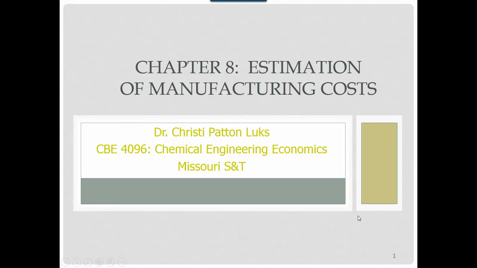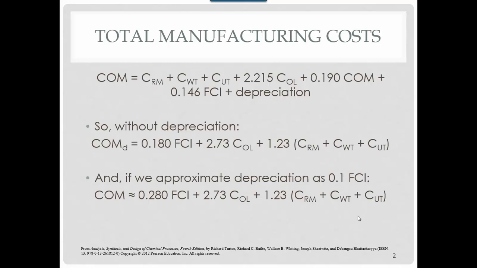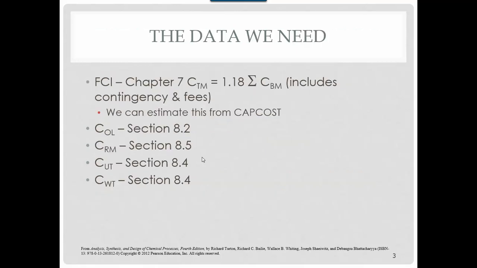Right, this continues our discussion of estimating manufacturing costs. As before, our cost of manufacturing is going to be figured based on the FCI, which is the construction fabrication costs, our operating labor, our raw materials, our waste treatment materials or processes, and our utilities. These various multipliers were derived based on previous work. What we want to do now is look at how we are going to gather that data.